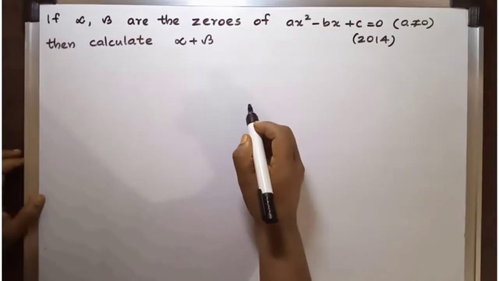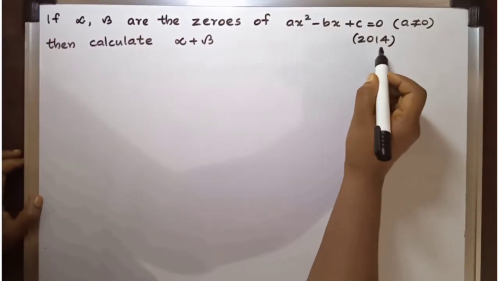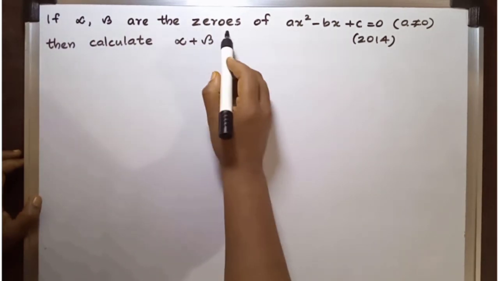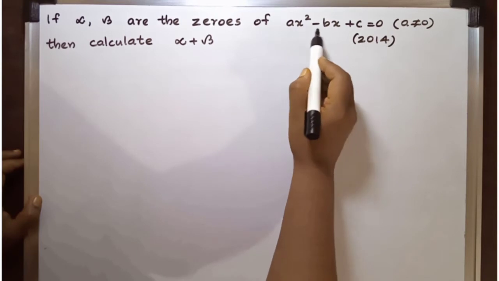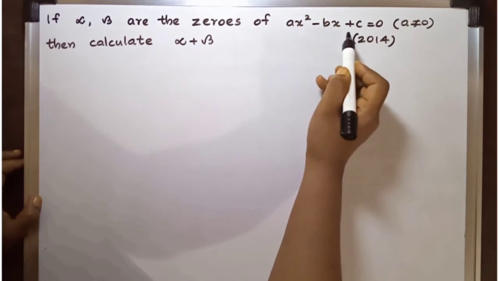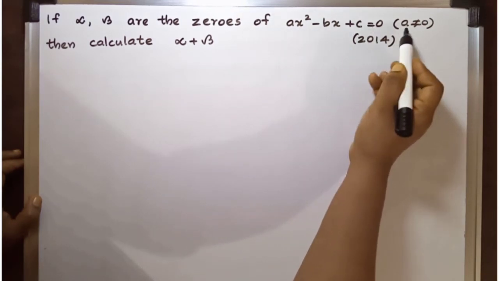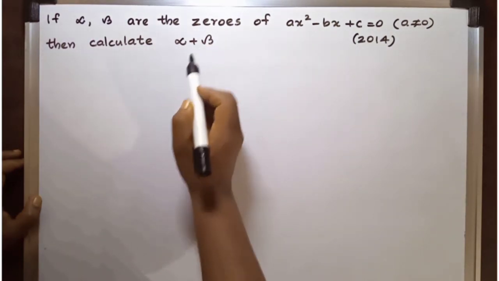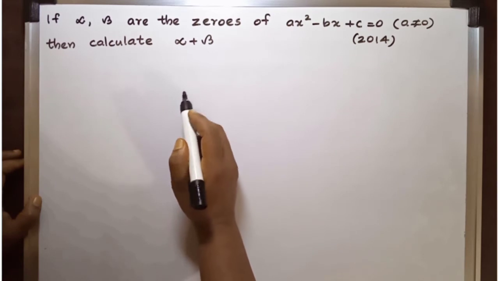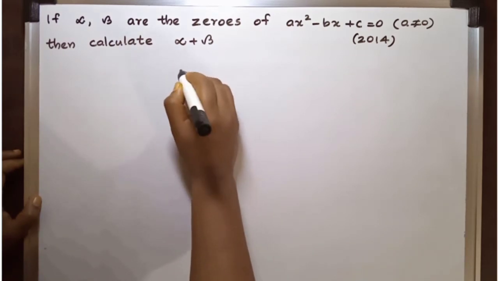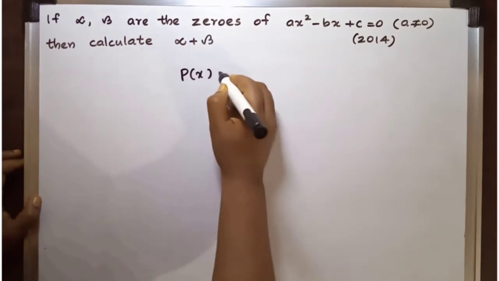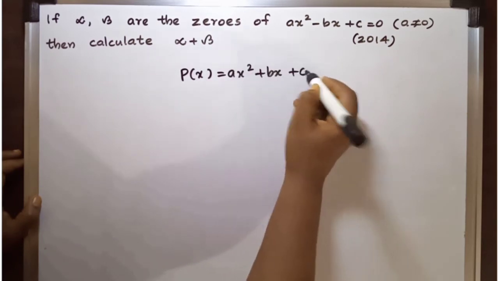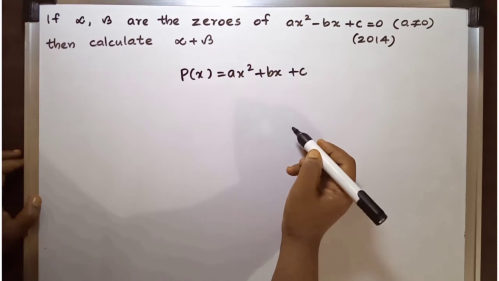Our next question was asked in 2014. This is the question: if alpha beta are the zeros of x square minus bx plus c is equal to 0 where a is not 0, then calculate alpha plus beta. Okay. Generally, what is a quadratic equation? We will take it as x square plus bx plus c, right?